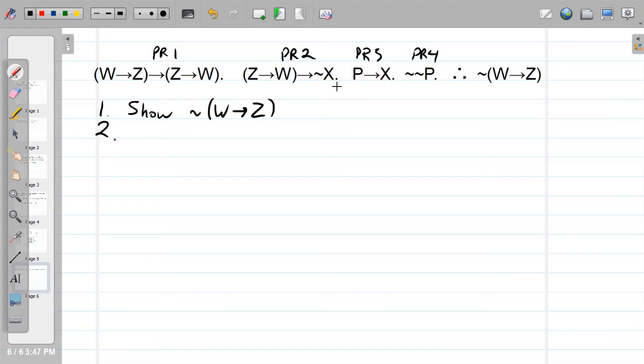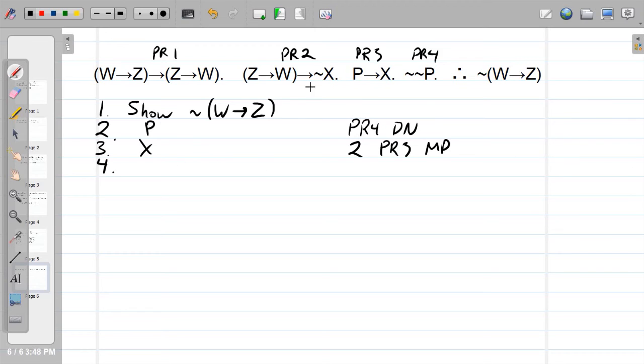We'll talk more strategies soon. I'll describe to you how I decide which moves to make shortly, but hopefully some of these moves will be obvious to you. So given premise 4, double negation, we can get P. And given line 2, given P and premise 3, so PR3, modus ponens, we can get X. Okay?